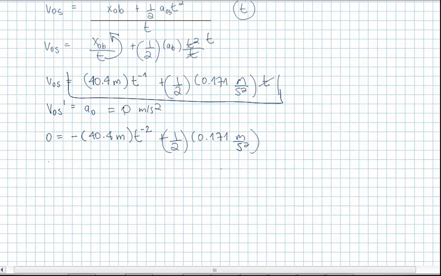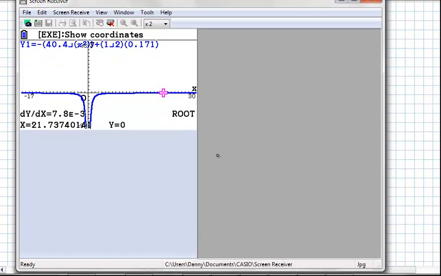And all that we do right now is -40.4 meters over time squared. We just move it down. 1/2 0.171 meters per second squared. And I'm not going to solve this for t using the quadratic formula or moving around. I'm just going to make my life easier and put it on the calculator, and I get this graph. Very nice. And the intersection of this graph with the x-axis is at x equals 21.7.